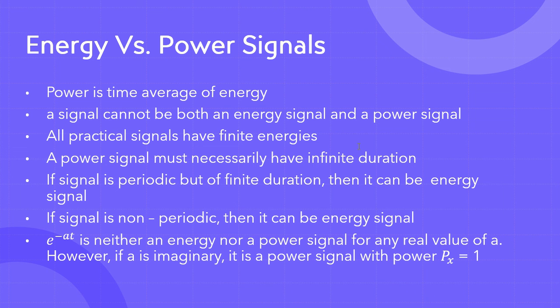But if you're already aware of that, let's take a signal which is periodic, and it is running for infinite duration of time. If a signal is periodic and running for infinite duration of time, then that signal can be a power signal. There is a high probability that it will be a power signal. So in such a case, you first calculate its power.